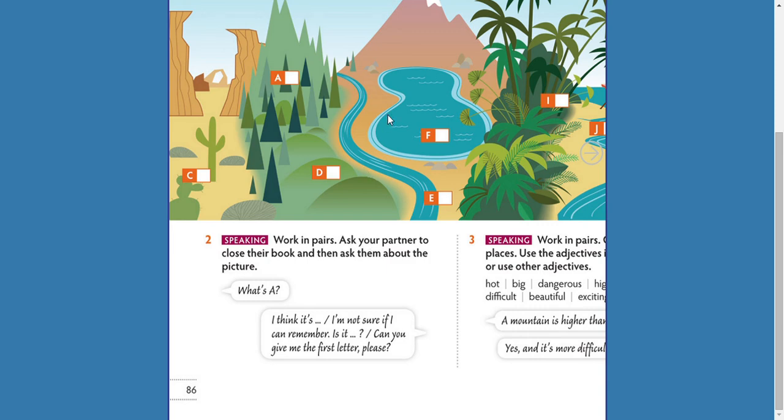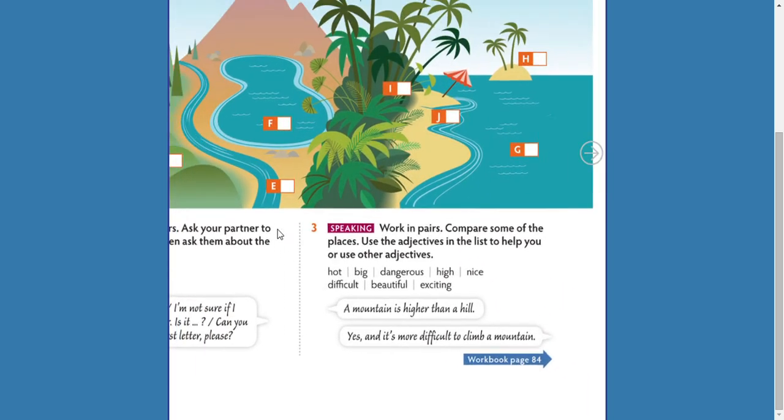Or maybe you can say the answer if you remember. For example, student A asks and student B closes their book. So for example, student B, what's on letter F? If you remember, you can say lake. But if you don't remember, you can say I don't remember. Can you help me? I'm not sure. Can you give me the first letter? Okay, letter L. Lake. It's like a game. We're going to play this activity in our virtual class. Okay. Now let's continue.